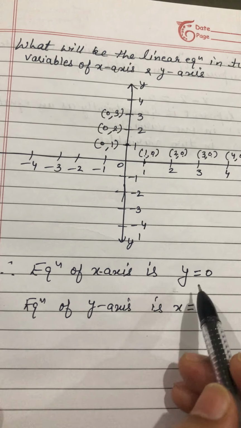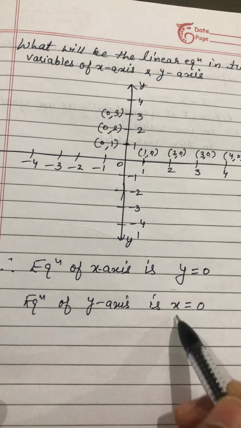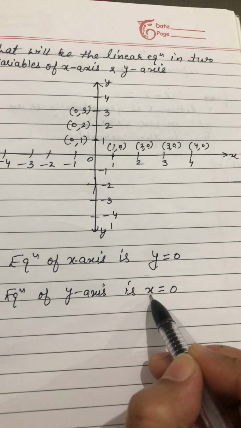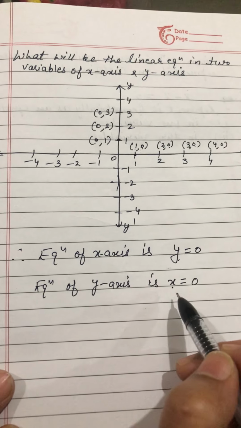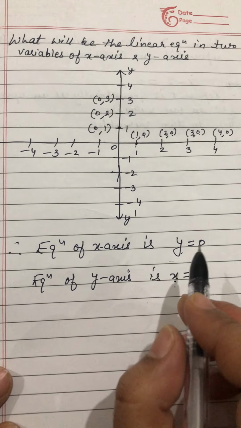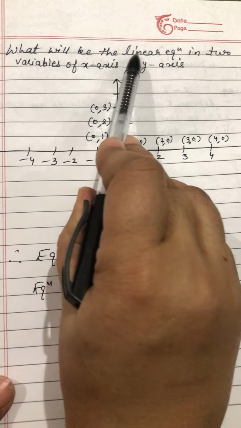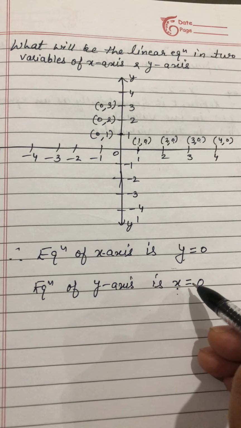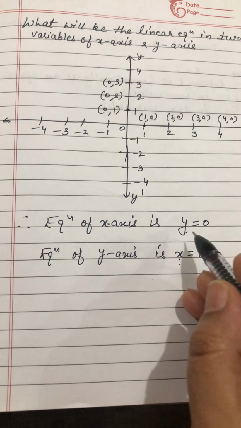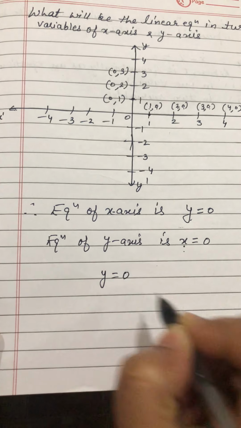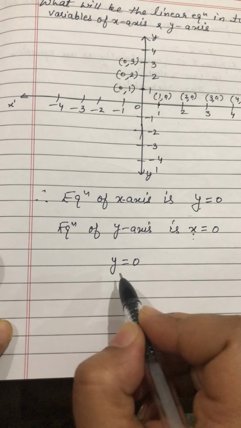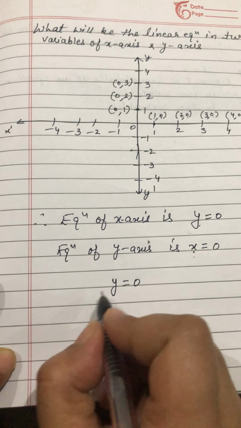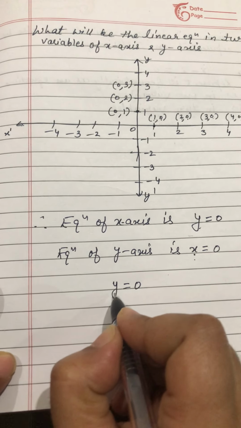But you can see that these are not linear equations in two variables, as only one variable is used here. So these are linear equations in one variable. But linear equations in one variable can also be represented as linear equations in two variables. How? Suppose y is equal to 0. If we want to change it into a linear equation in two variables, what do we have to do? Here you can see the missing variable is x.